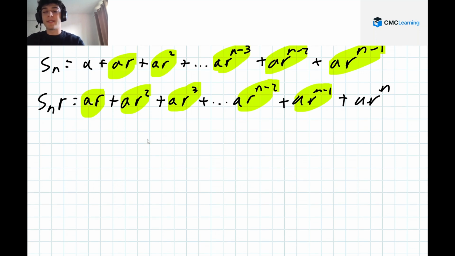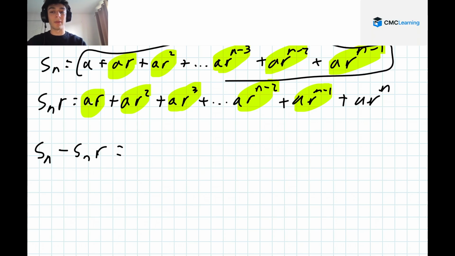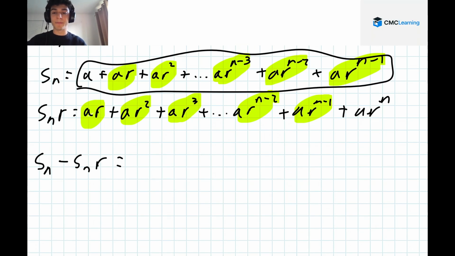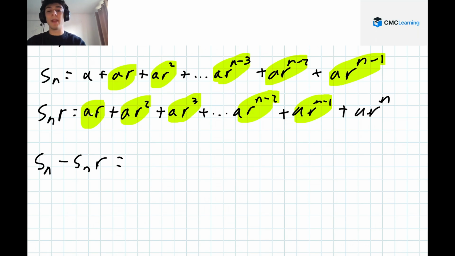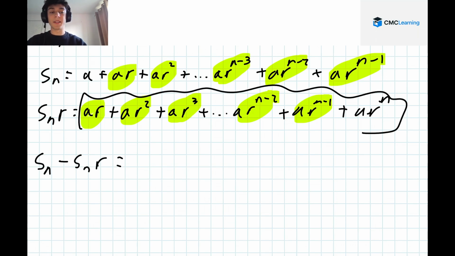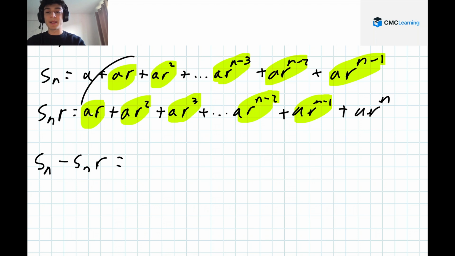Let's try and do the difference between our sum to n and our sum to n multiplied by r. So we write something like this, and let's see what we get. Well, we can write out our entire sum to n. That's going to give us all of these terms up here. But then I'm taking away all of these terms here. We can see that these identical terms highlighted in green are just going to cancel out.